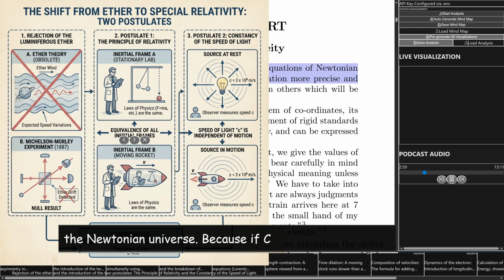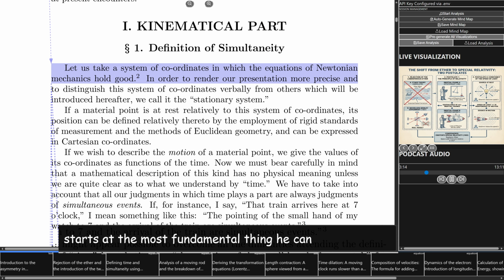Because if c is constant for me standing still and for you flying past me at half the speed of light, then our measurements of distance and time have to be different. They must be. So how does he prove this? How does he build a new system from these two ideas? He starts with the most fundamental thing he can, the definition of time itself. Specifically, the definition of two events happening simultaneously.